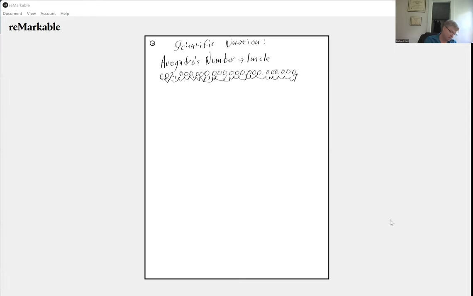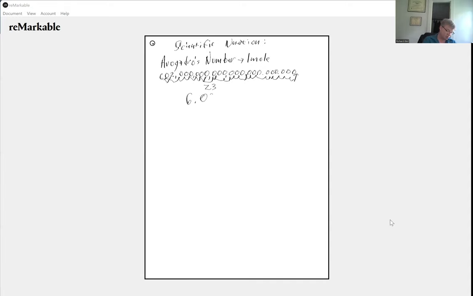1, 2, 3, 4, 5, 6, 7, 8, 9, 10, 11, 12, 13, 14, 15, 16, 17, 18, 19, 20, 21, 22, 23. It is 23 spaces from the first non-zero number. 23 spaces from the first non-zero number, which means we can rewrite Avogadro's number using scientific notation.